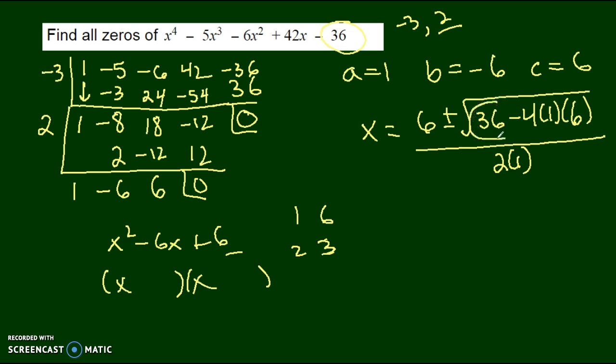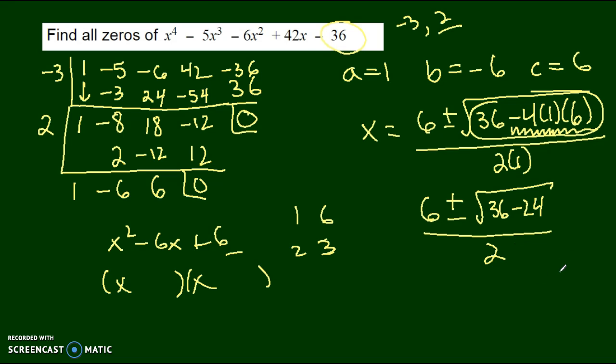I'll simplify this stuff first. This part will multiply to make -24. So 6 plus or minus the square root of 36 minus 24, all over 2. And then 36 minus 24 is 12, so I'll have 6 plus or minus root 12 over 2. That's good for full credit.